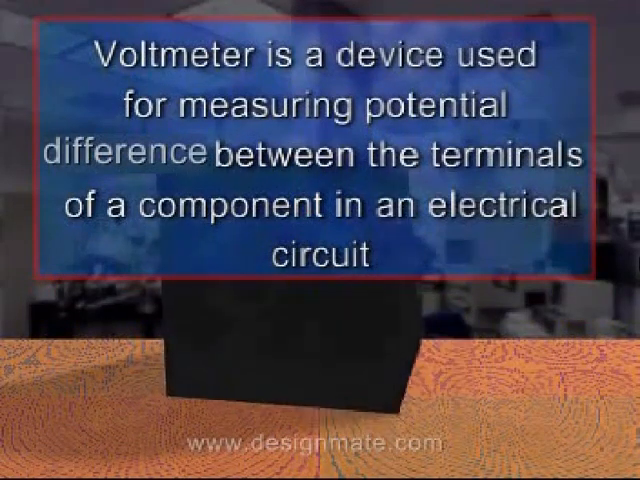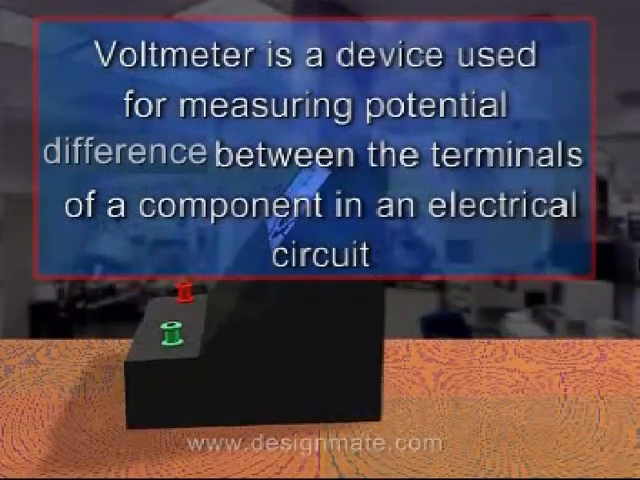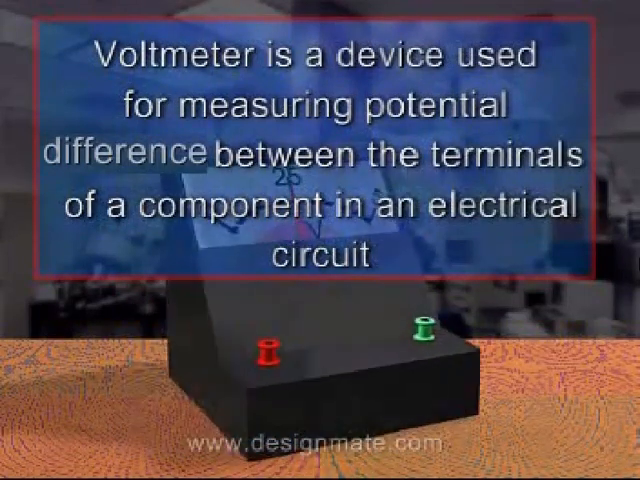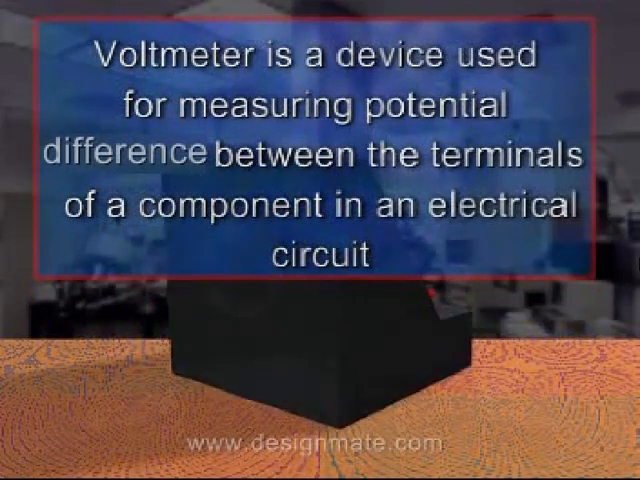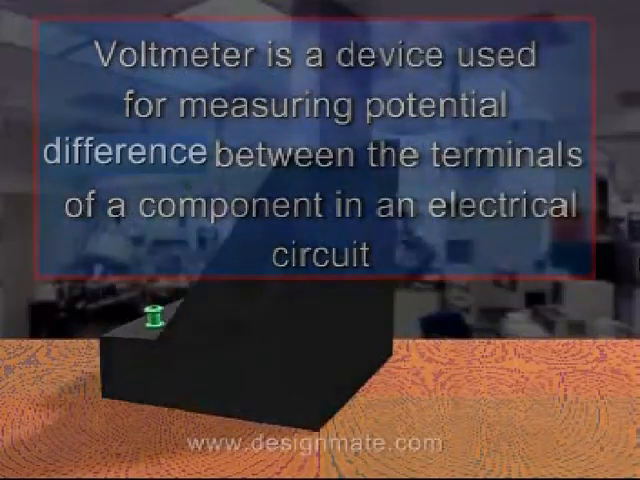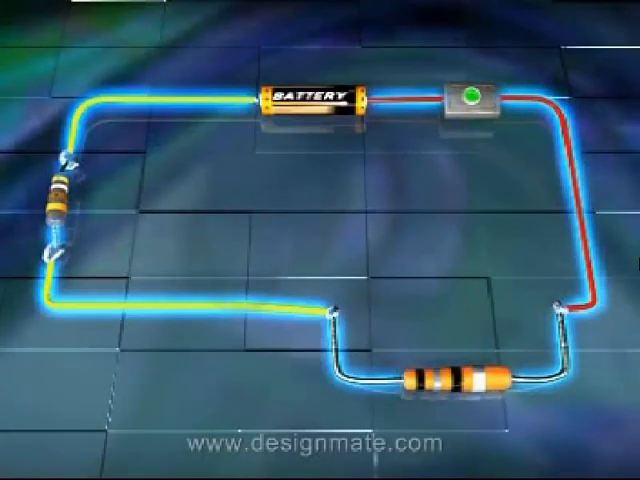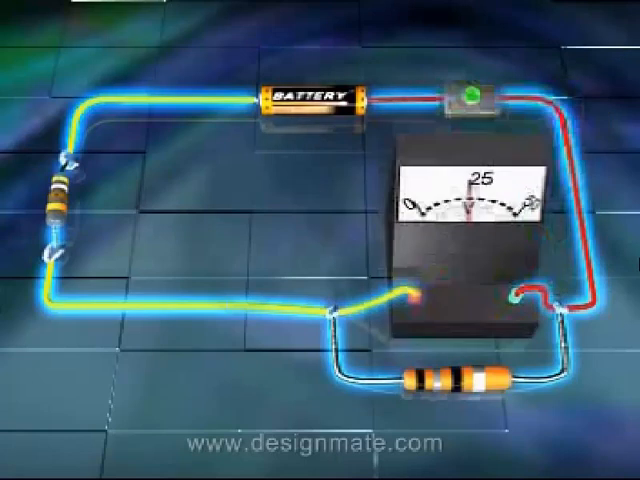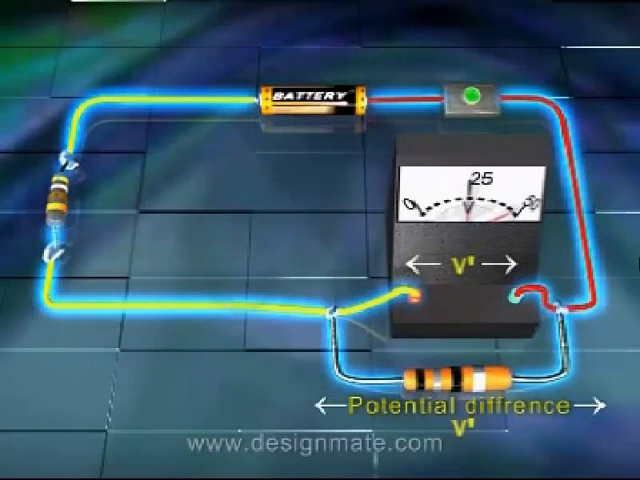A voltmeter is a device used for measuring potential difference between the terminals of a component in an electric circuit. When a voltmeter is connected across the terminals of a component in parallel to it, the potential difference between the terminals of the component also appears across the voltmeter, which measures it.